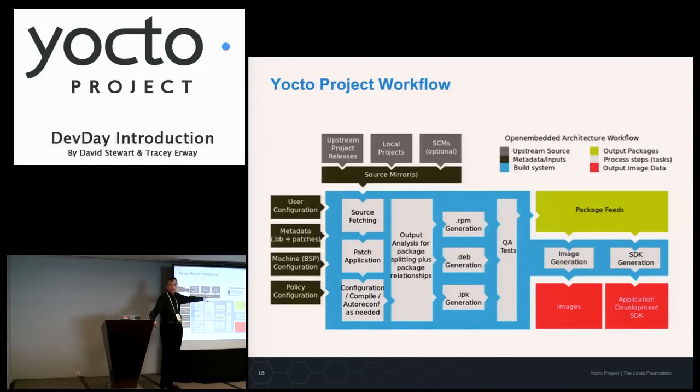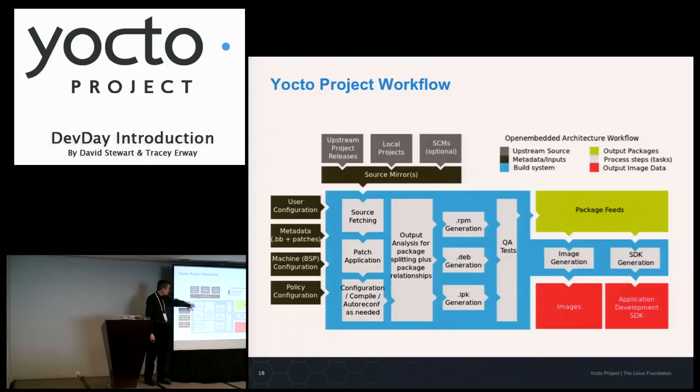The first thing it does is source fetching. BitBake actually understands all the popular source code management systems and a bunch that are not particularly popular either, but are still supported. Or you can pull it from just a source mirror. So if you're working with a group, you want to make sure everybody uses just that version of the sources rather than pulling them down from the internet. You can set up your own local project for that.